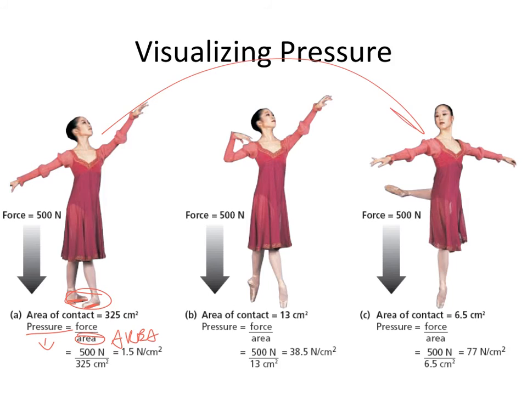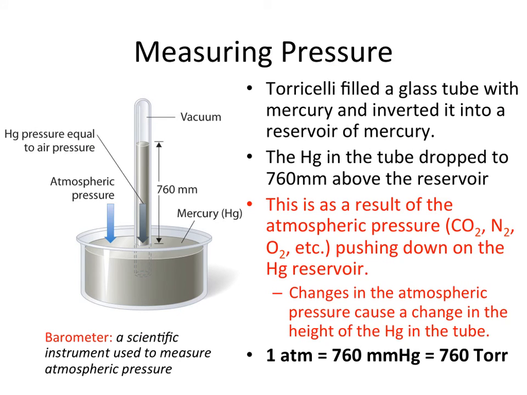When we compare it to something like over here, she's pushing down 500 newtons of force, but the area that she's doing it in is a lot smaller. So the same amount of force, but a smaller amount of area, will mean that you're going to have a much larger pressure. Now, how was this really discovered?